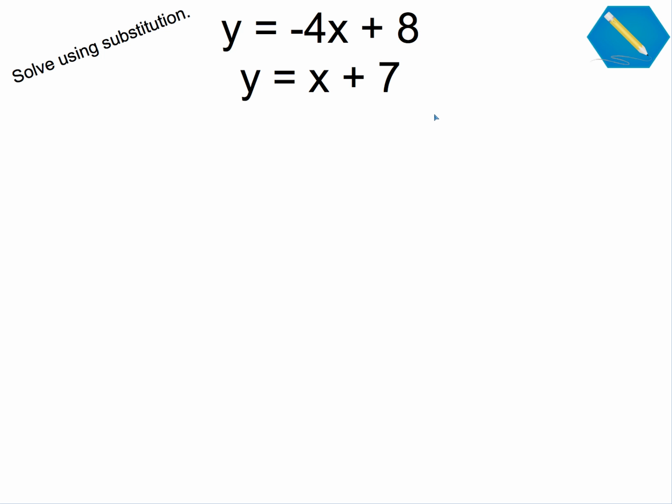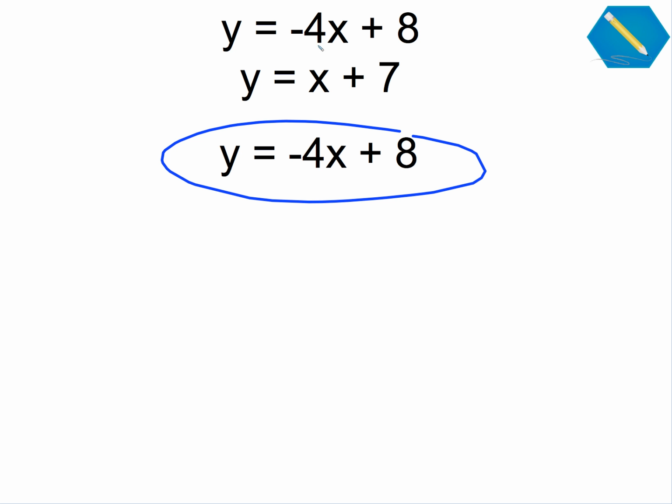So you still have these two equations. You could easily graph both of them and figure out where they intersect, but that's not how we're going to solve this. We're going to solve this a totally different way. So we have y equals negative 4x plus 8 and y equals x plus 7. I'm going to use this equation. This will be my standard equation. I just chose one of them. It doesn't matter. And I'm going to substitute in the other equation.